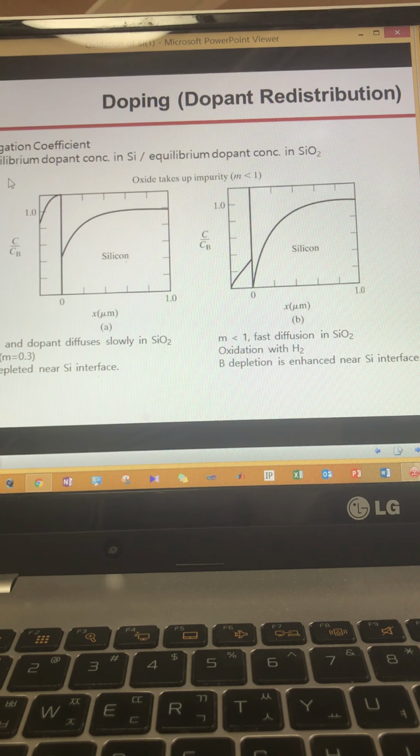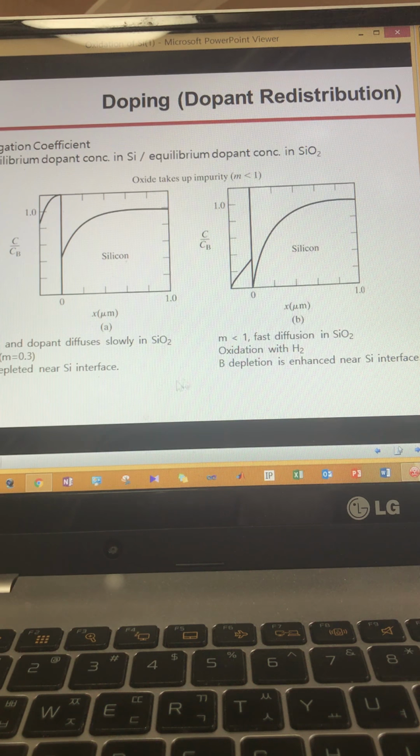There is the segregation coefficient, which is the equilibrium dopant concentration in silicon per silicon oxide. First, put on the boron, and the dopant diffuses slowly in silicon oxide. Although the dopant exists from silicon to silicon oxide, there is a relatively small amount of diffusion at the interface due to the small amount of diffusion in silicon oxide.